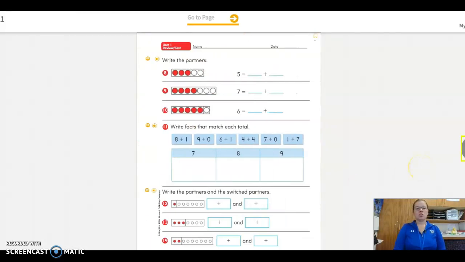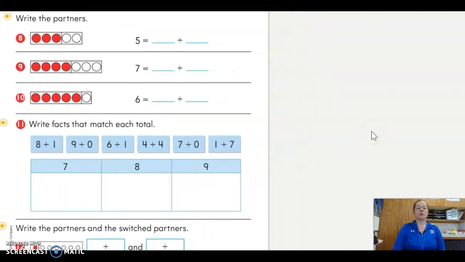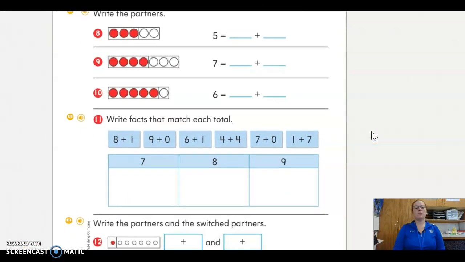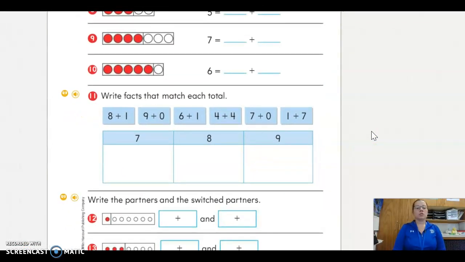Please turn the page. We're on page 37 now, and we're going to write the partners. Okay? Remember to ask yourself how many are colored in and how many are not colored in to fill in the blanks. Number 11 might look very familiar to you if you watched our video yesterday. You are supposed to write the facts that match each total. So go one by one and put those equations into the boxes that they belong in. So your choices are 7, 8, and 9.